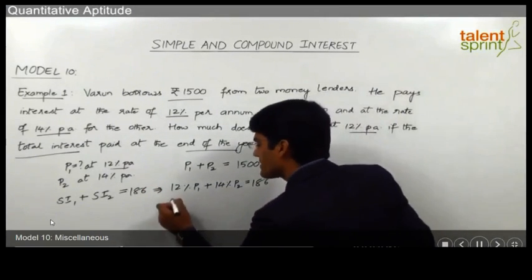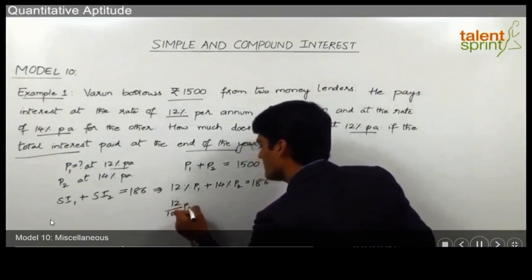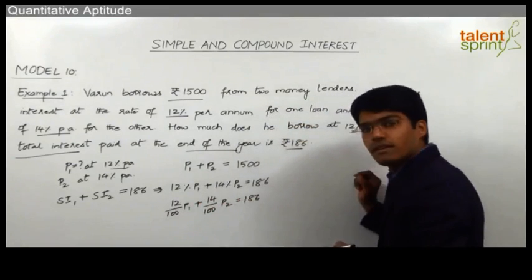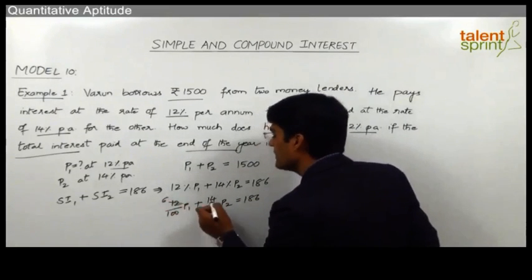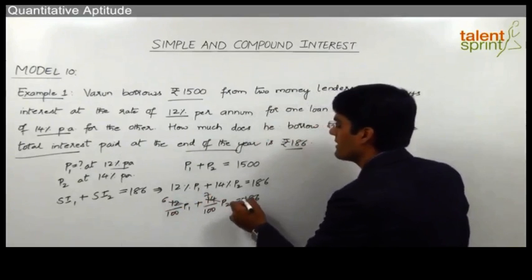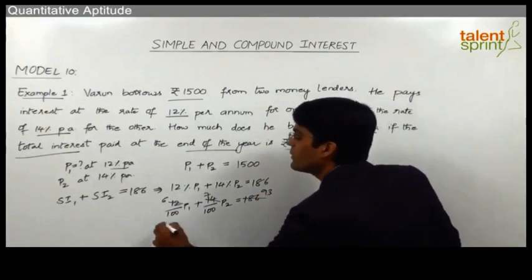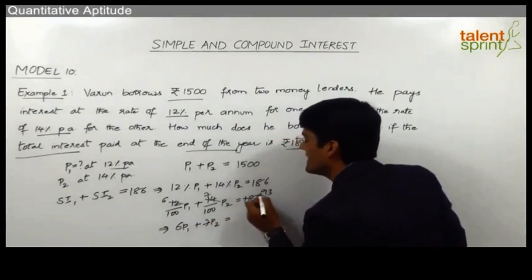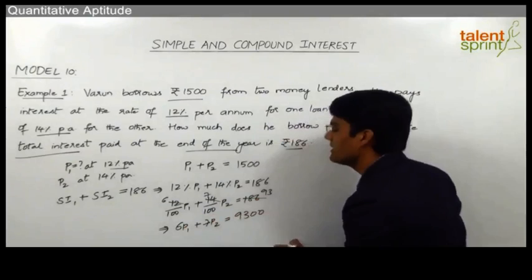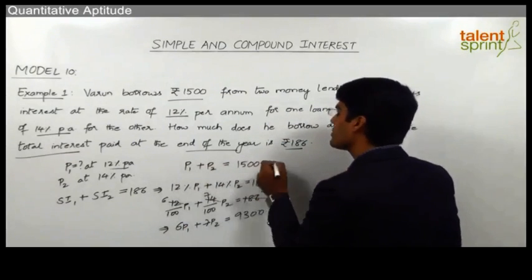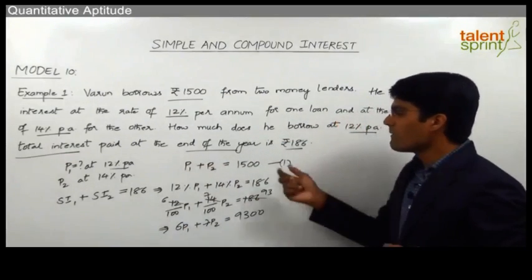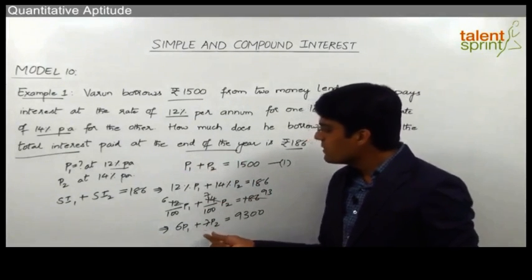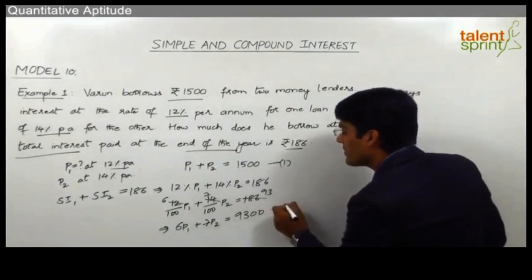So this can be taken as 12 by 100 P1 plus 14 by 100 P2 equals 186. Now by taking 2 common, we get 6 P1 plus 7 P2 divided by 100 equals 93. So this equation comes out to be 6 P1 plus 7 P2 equals 93 into 100, that is 9300. As you can see, we have two equations: one for the total of the two loans, that is 1500, and the second, 6P1 plus 7P2 equals 9300.